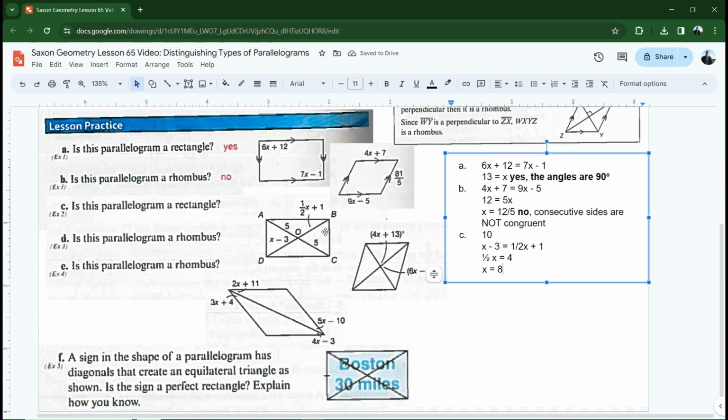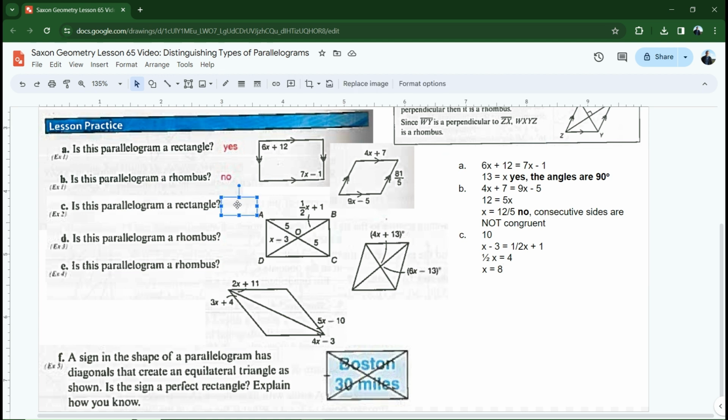Now, if x equals 8, that means that x minus 3 is 5. 1 half x plus 1 is 5 because 1 half of 8 is 4 plus 1 is 5. So this is going to be a rectangle because 5 plus 5 is 10. 5 plus 5 is 10. The parallelogram has congruent diagonals.